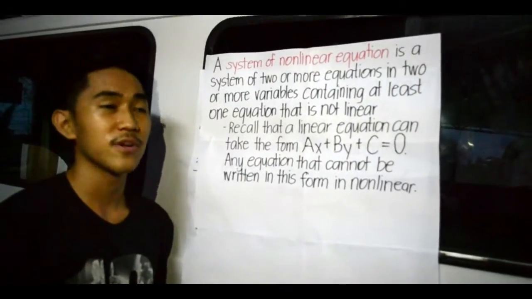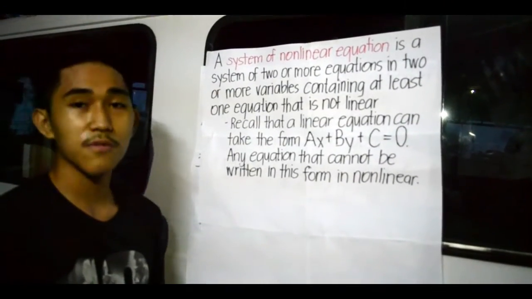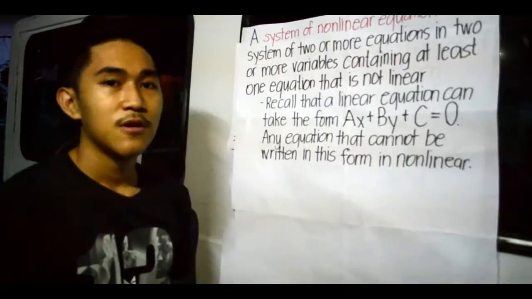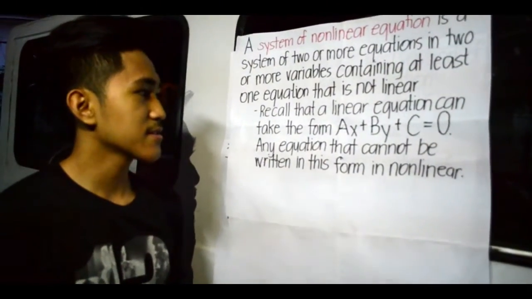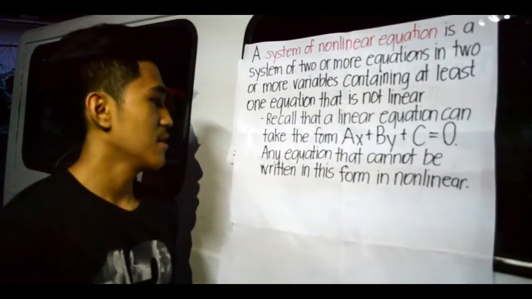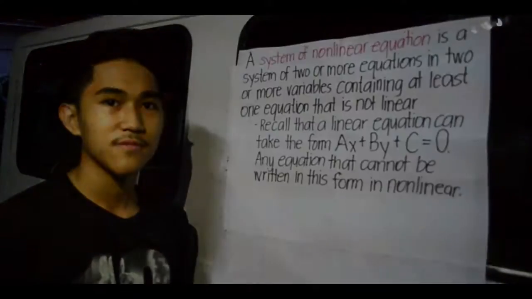A system of nonlinear equations is a system of two or more equations in two or more variables containing at least one equation that is not linear. Recall that a linear equation can take the form ax + by + c = 0. Any equation that cannot be written in this form is nonlinear.